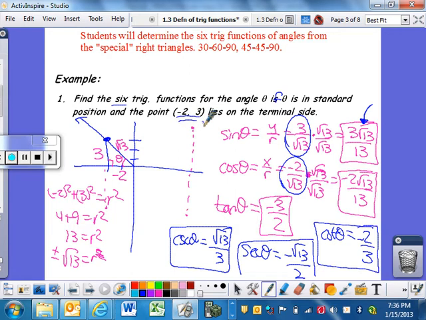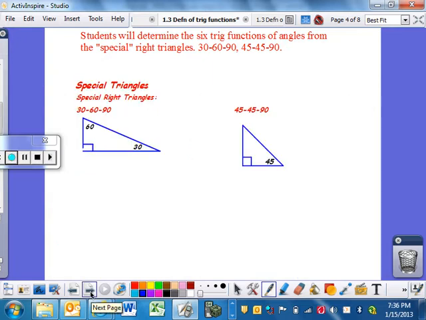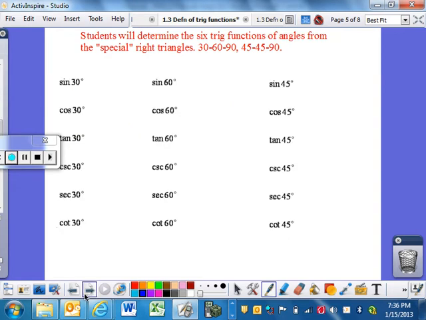So you could plot any coordinate point, find the missing side, and then do your 6 trig functions from that triangle. Okay? The last part of this is going to be focusing on your special triangles. So we now know that the relationships are 1, 2, square root of 3, and this one's going to be 1, 1, square root of 2. We're going to kind of use those ideas to find every possibility of any special triangle that we have for the 6 trig functions.